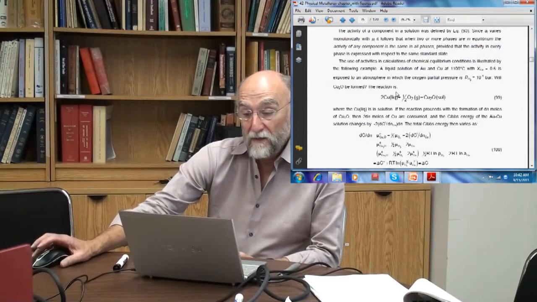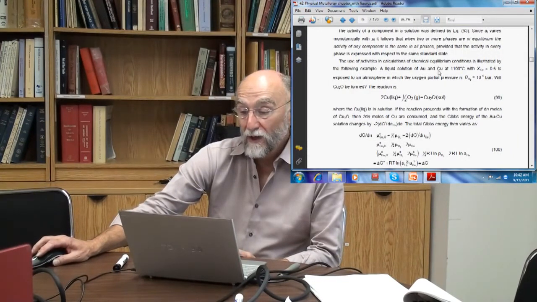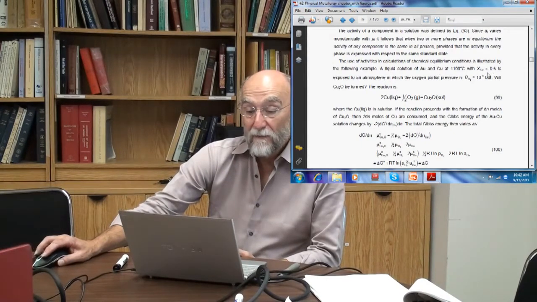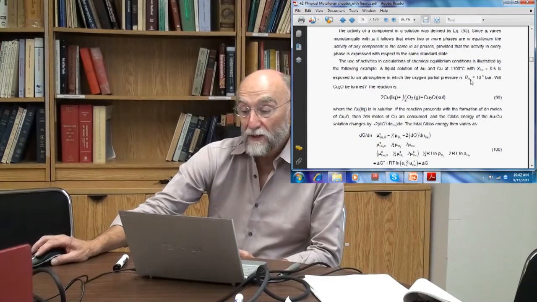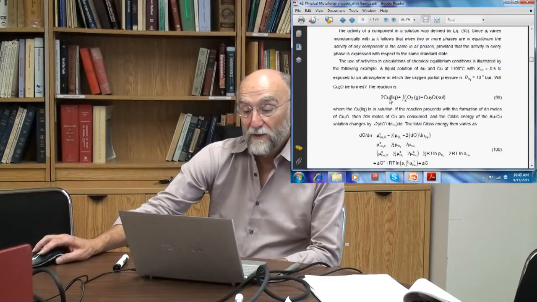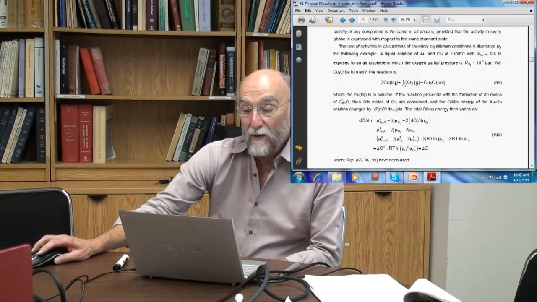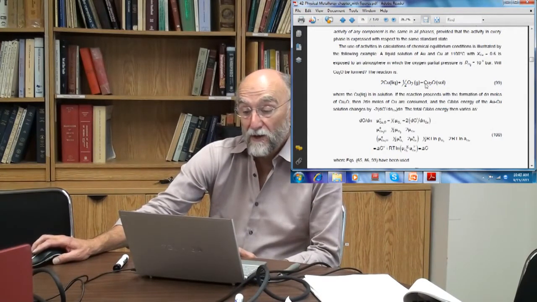The use of activities in calculations of chemical equilibrium conditions is illustrated by the following example. We're using activities in chemical reactions now. You have a liquid solution of gold and copper, with a mole fraction of copper of 0.6, exposed to an atmosphere with a certain oxygen partial pressure. Will Cu2O be formed? So there's your reaction: liquid copper and oxygen could be in equilibrium with Cu2O. The copper is in a solution with gold at 60%, and we assume the copper oxide is solid.